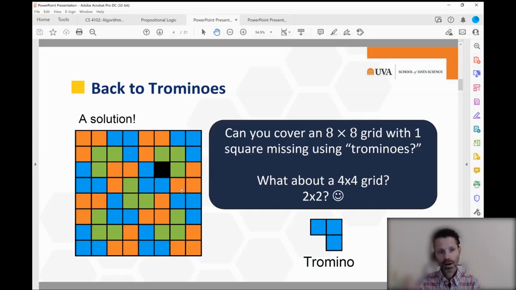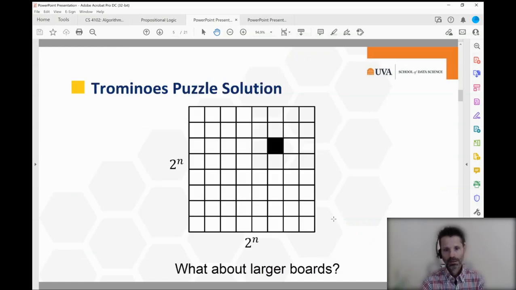Can we find solutions for other grids of other sizes? Let's say ones that are multiples of 2, such as a 4x4 grid, or a 2x2. Which of course the 2x2 solution is pretty simple. All right, well, one way we can explore this is looking at it from the strategy of divide and conquer.